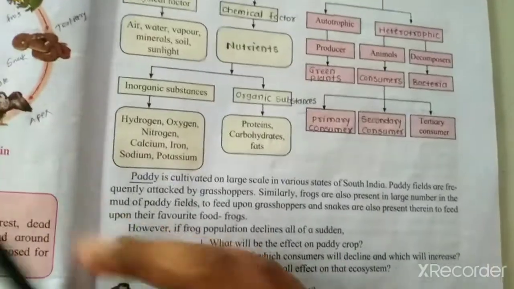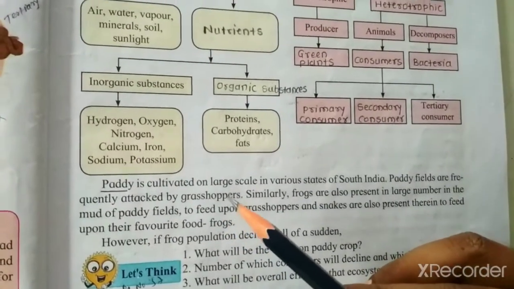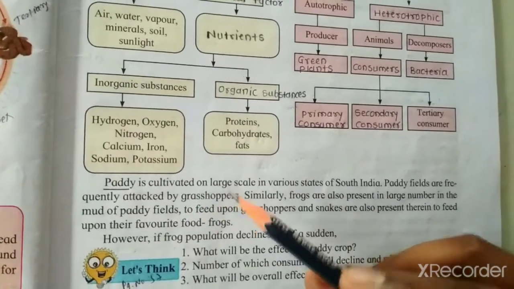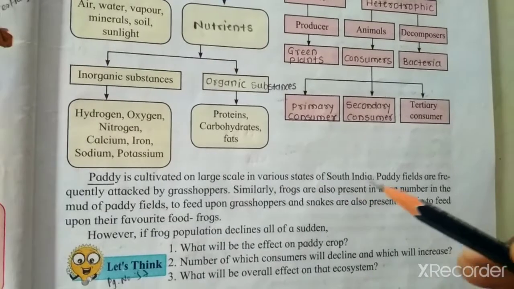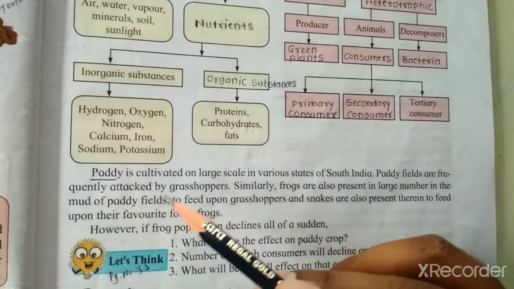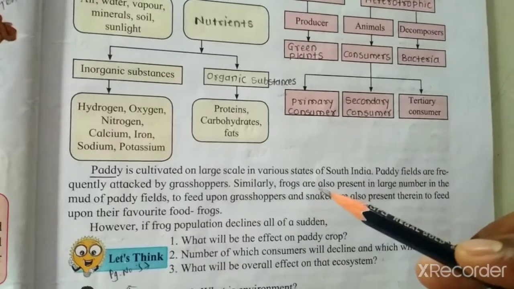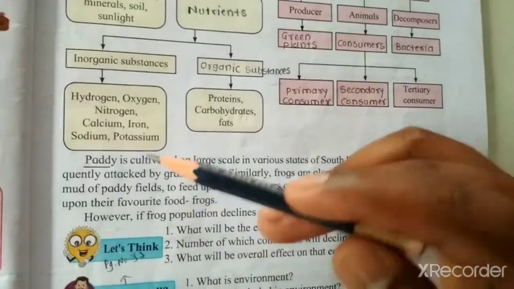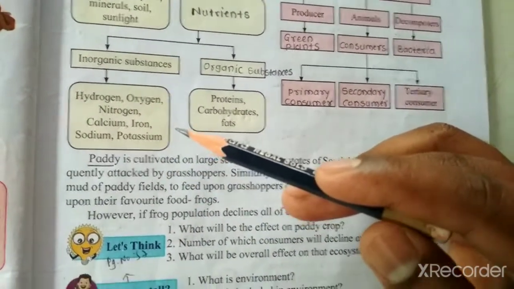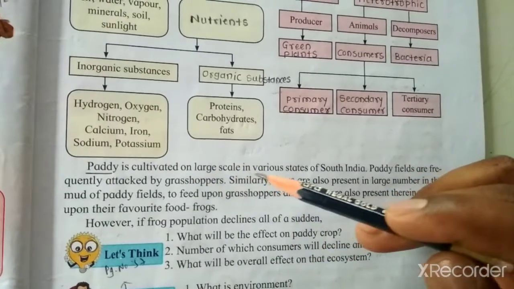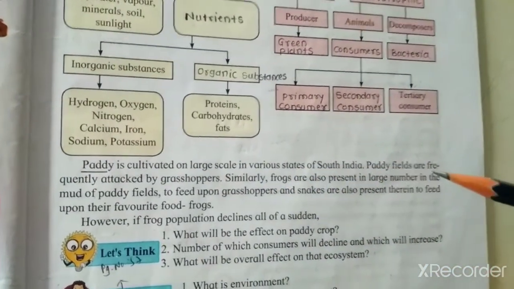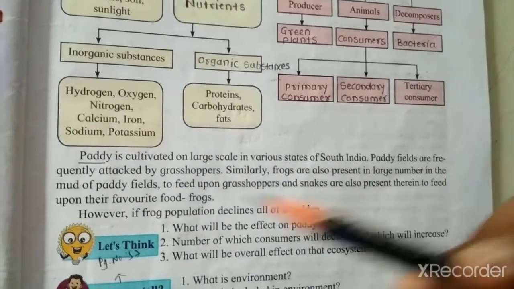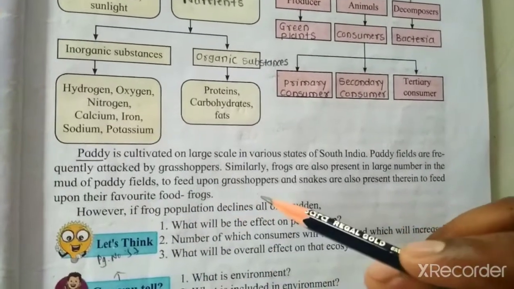Next one, paddy is cultivated. Paddy means a field where rice is grown. Paddy is cultivated on a large scale in various states of South India. Paddy fields are frequently attacked by grasshoppers. Similarly, frogs are also present in large number in the mud of paddy fields to feed upon grasshoppers.